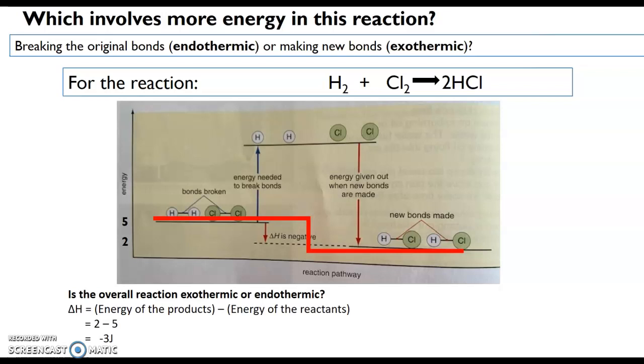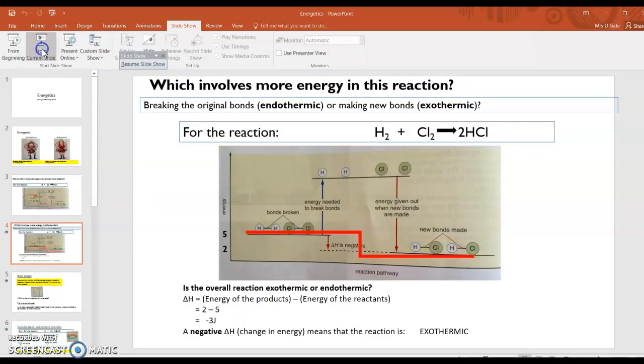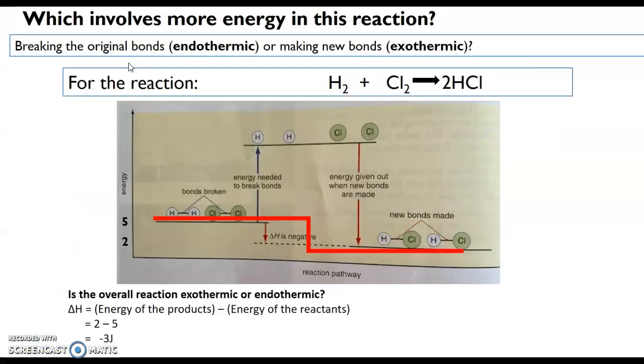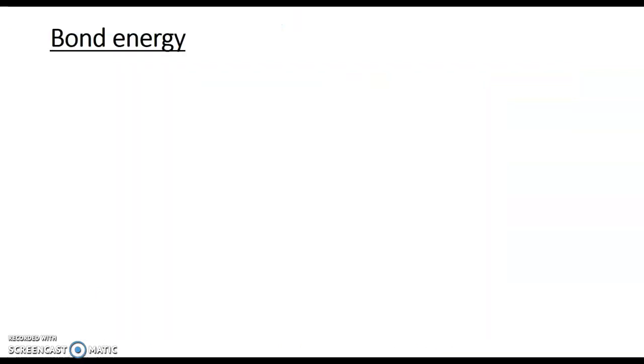because more energy is given out when new bonds are made than energy put in to break bonds in this particular reaction. Okay, so our conclusion is that overall, because we've got a negative delta H, the reaction overall is exothermic, and that's the bit that the examiners are going to be looking for.